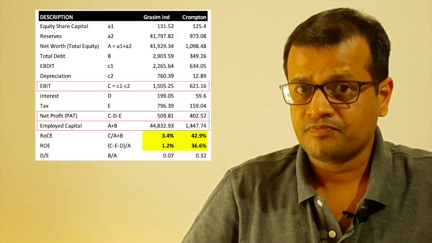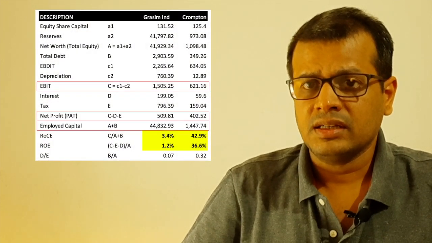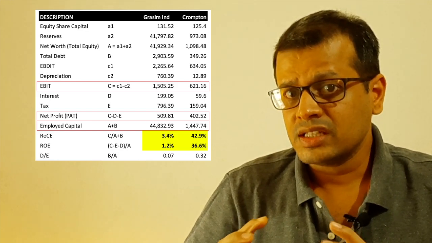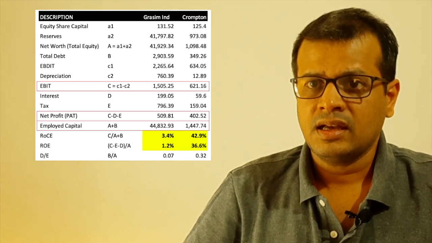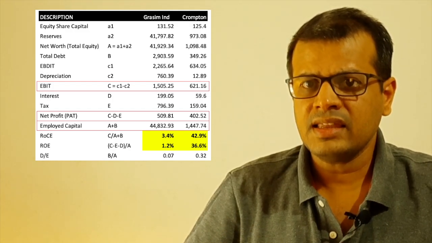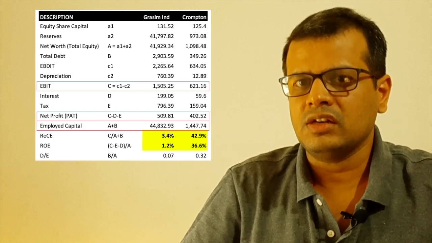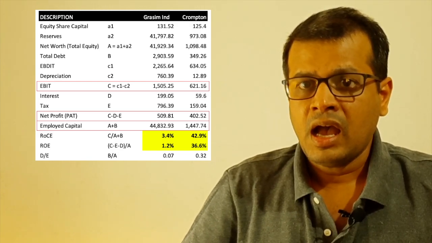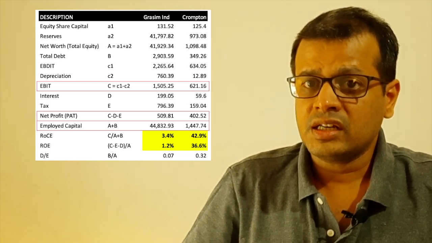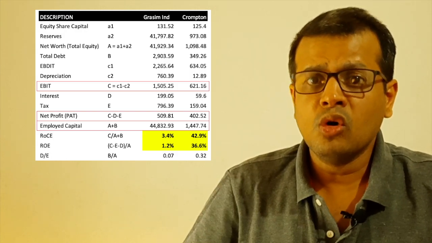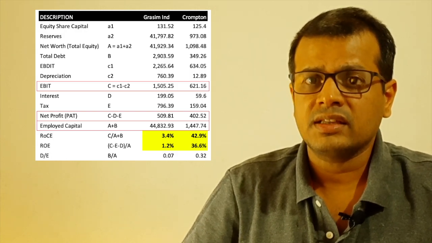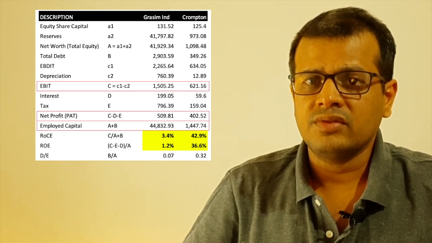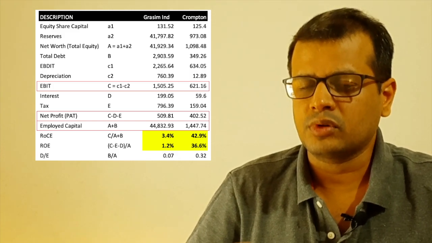So you can see in profitability numbers how ROCE is making more sense. ROCE is saying that out of the total money which is being invested in the company to generate products and services, Crompton Greaves is generating much more operating profit than Grasim Industries. So in profitability terms, Crompton Greaves is a highly profitable company.